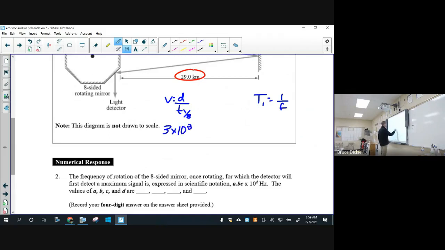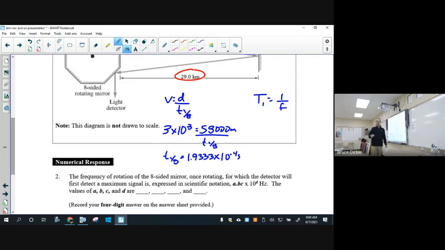We're going to use the accepted value, 3 times 10 to the 8, divided by the distance, which is not 29 or not even 58. Rather, it's going to be 58,000 meters, divided by the time for 1/8 of rotation. Solve for t 1/8 there, gives us a value of 1.9333 times 10 to the negative 4 seconds. But that's not what we want.